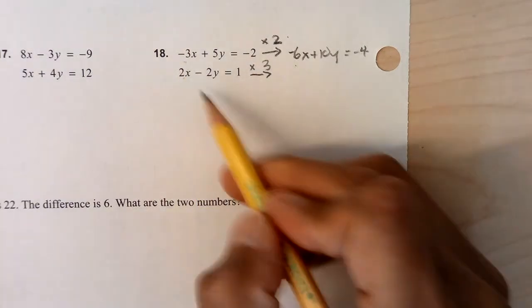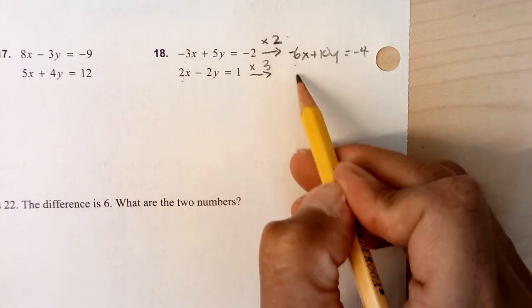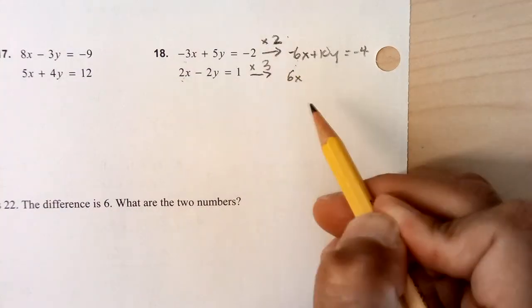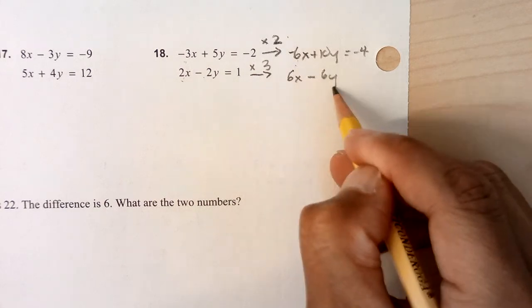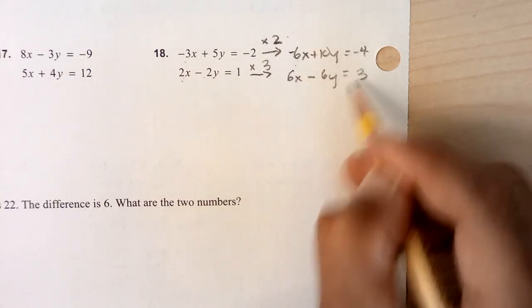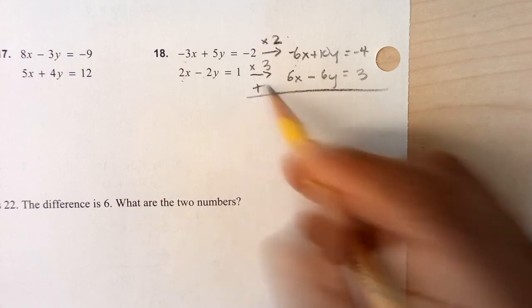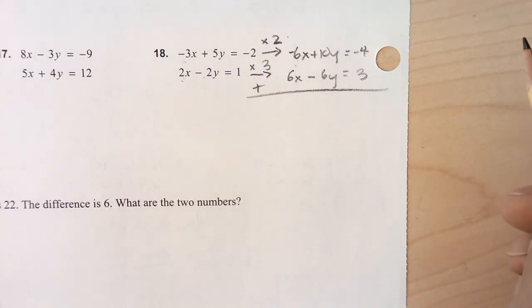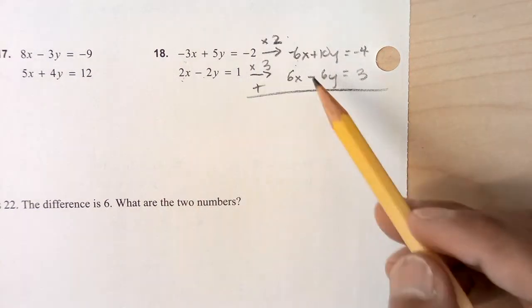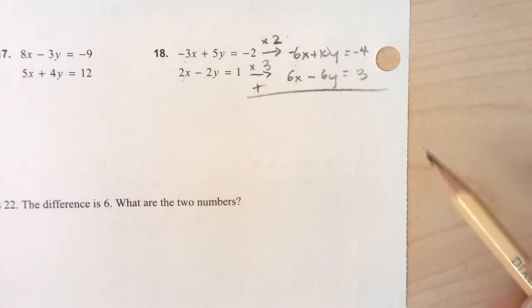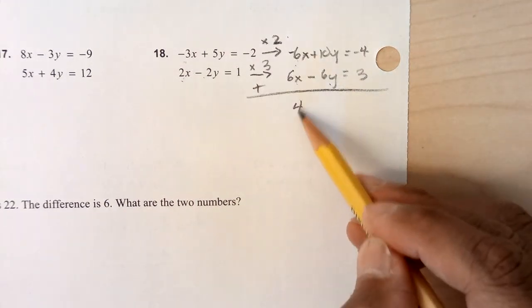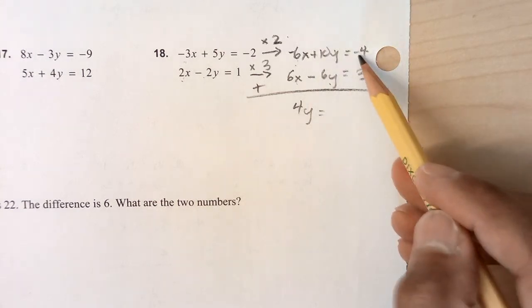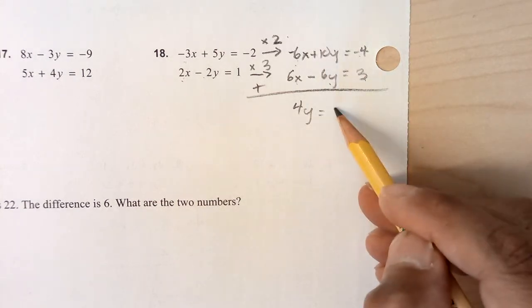So then the second equation becomes 2x times 3 is 6x. I have the opposite number of x's. Negative 2y times 3 is negative 6y. And on the right side, 1 times 3 is 3. Since I have the opposite number of x's, now I could just do what I did on the other examples to eliminate x. Negative 6x plus 6x, 0. 10y plus negative 6y would be 4y. And on the right side, negative 4 plus 3 is negative 1.